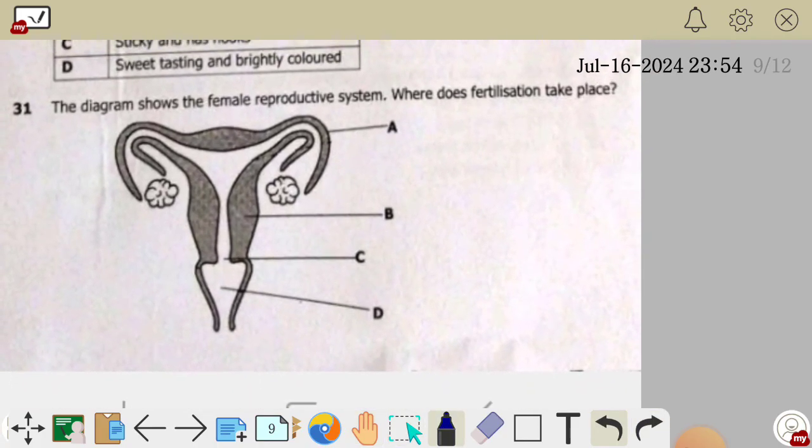Okay, and then question number 31. The diagram shows the female reproductive system. So this is the female reproductive system. Where does fertilization take place? So fertilization would take place in the fallopian tube. That's where fertilization will take place, and then from there, the zygote would travel. Okay, the fertilized egg would travel and implant in B, which is the uterus. Okay, so fertilization is taking place in A, implantation is in B, and then G is the vagina, where copulation takes place. Correct answer for question 31 is A.